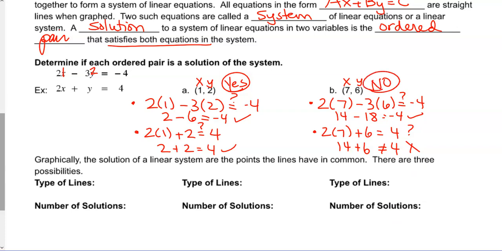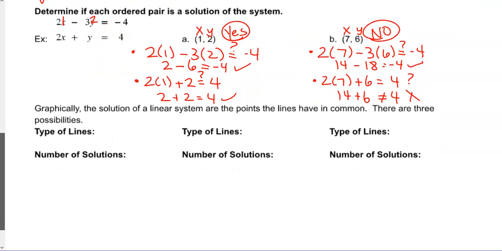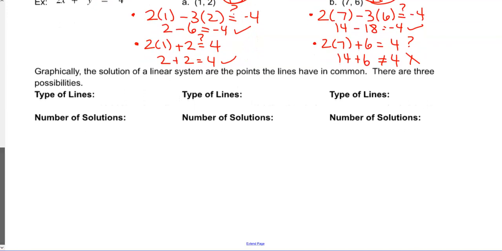So basically, you're looking at the point that satisfies both equations. If it does, then it is what we refer to as a solution. If it does not, then it is not a solution or an answer. So when we work with systems, there are actually 3 different options that we fall into whenever we look at it graphically. Graphically, the solution of a linear system is the point or points that the lines have in common.